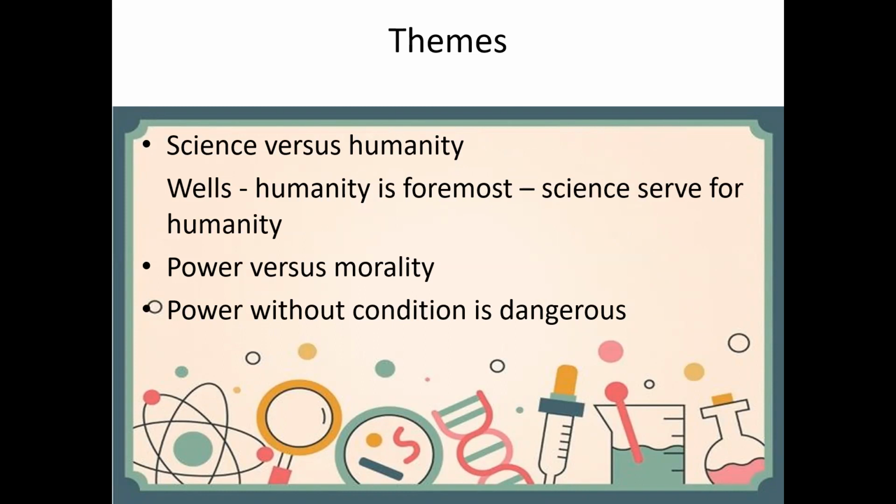The themes of the novel. H.G. Wells insists that humanity should be the foremost concern of any individual. Science should be used by the individual to serve for the benefit of the people instead of ruining the human lineage. Hence, the theme of science versus humanity. The next theme is power versus morality. Through the novel, we see that power should not be used without any conditions. It is dangerous. People should be morally correct and not abuse power. So, these are the themes present in The Invisible Man.